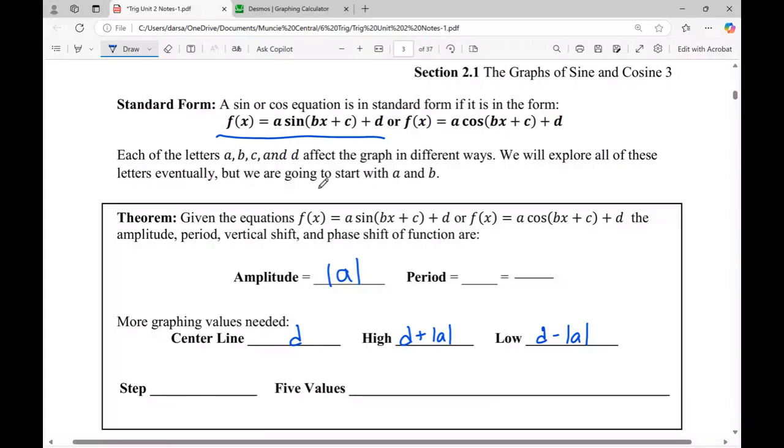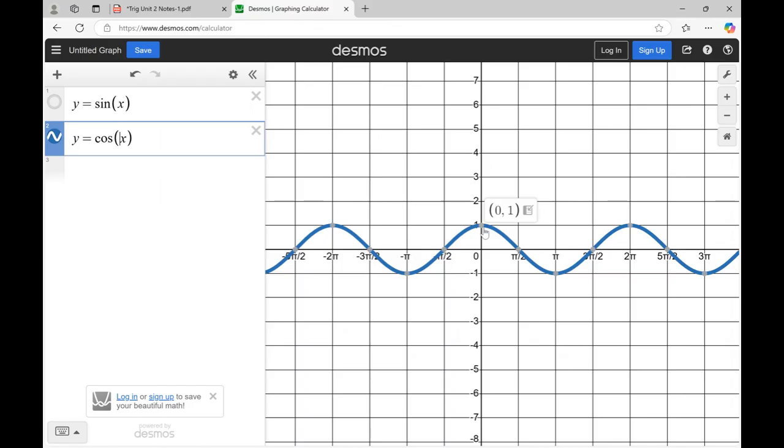Now let's see how manipulating the letter B is going to change our graph. So when we look at a normal cosine graph, it starts high, middle, low, middle, high. To go from one high to the next high, in other words, through one full period, it takes an x distance of 2 pi. So we would say one period of cosine is 2 pi.